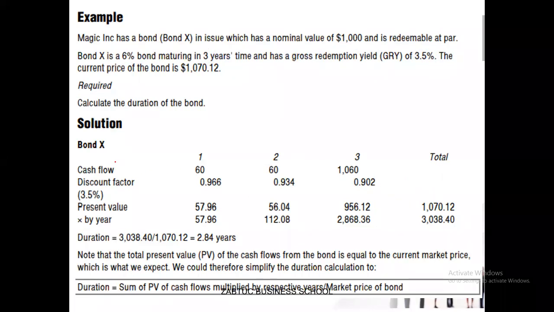We take the cash flows, the benefits. What are the benefits? 60, 60, and in year three, there's 60 plus the redemption amount of 1,000. And that's what gives us a 1060. That's what you put here.